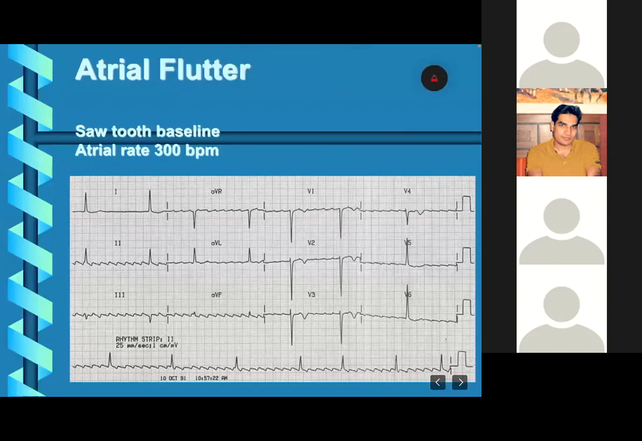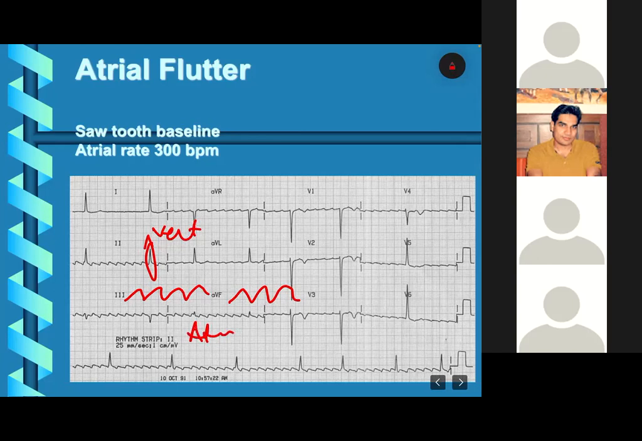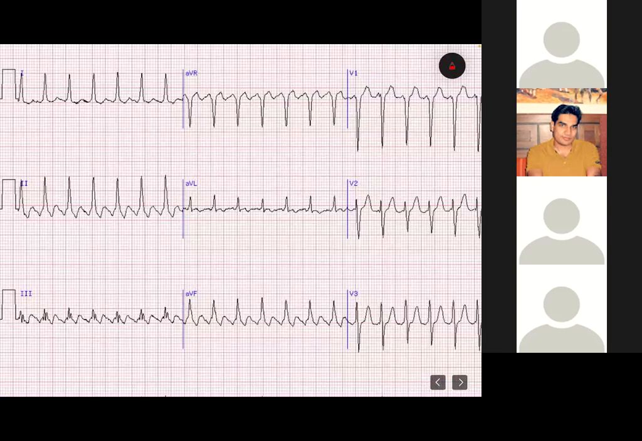Then comes atrial flutter. Atrial flutter is almost clinically equal to atrial fibrillation. Treatment is always the same, but we find a sawtooth appearance. The atria are fluttering, so multiple P waves are present before a QRS complex. The QRS complex reflects ventricular contraction, and the P wave reflects atrial contraction. So the atria contract multiple times before the ventricle contracts. These are examples of atrial flutter.